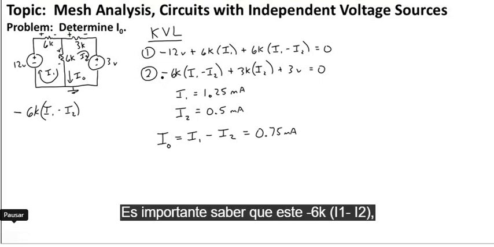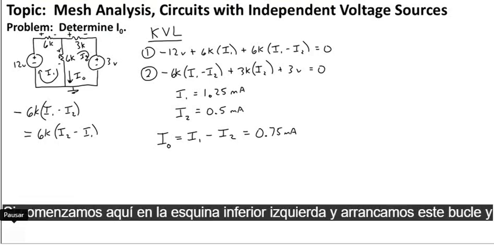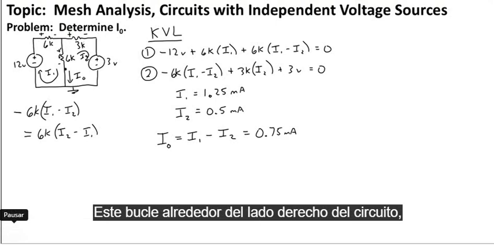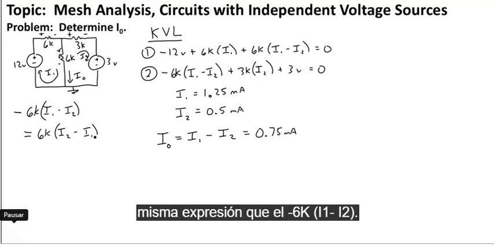It's important to note that this minus 6K (I1 minus I2) is the same thing as saying 6K (I2 minus I1). Okay? So as we go around this loop, let's look at it again. If we start here at the lower left-hand corner and we start up this loop, and this is our first voltage drop we encounter in the second loop, this loop around the right-hand side of the circuit, it's equal to 6K (I2 minus I1). It's the same expression as the minus 6K (I1 minus I2).